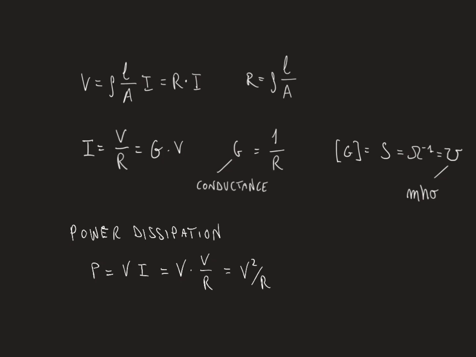Or again, in the expression of the power V times I, we can replace V with its expression based on Ohm's law, and what we get is I times R times I, which gives us I squared times R. So the power consumed in a resistor can be expressed as the square of the voltage divided by the resistance, or as the square of the current multiplied by the resistance.